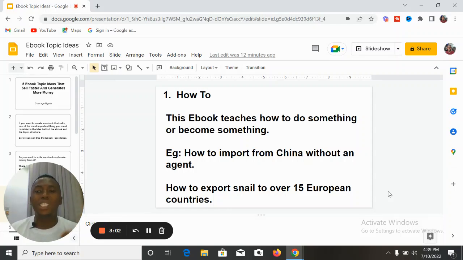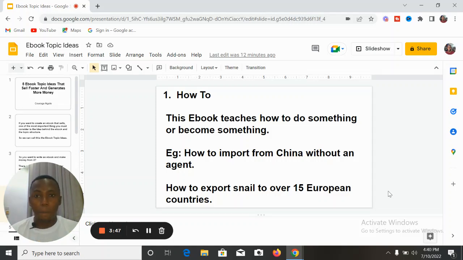You can also teach how to export snail to over 15 European countries. So if you can easily find snail, if you have done this business and if you have been exporting before, it is easy. You can replace the snail with something else. You can say how to export okwa, how to export whatever it is you want to export, how to export palm oil, how to export ijebugari, whatever it is you want to export, right? How to export XYZ to over 15 European countries without an agent. These are ideas and topic structures that sell your ebook faster. Even before the person flips through the pages, they have seen it, they like it already.